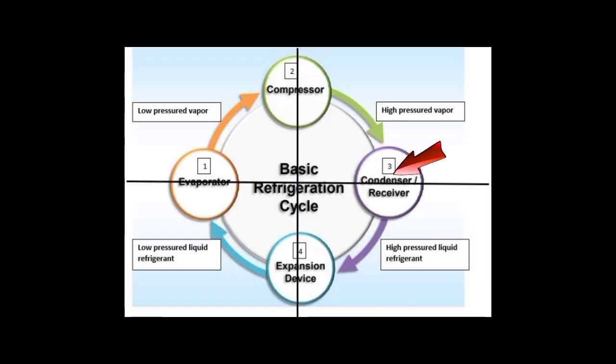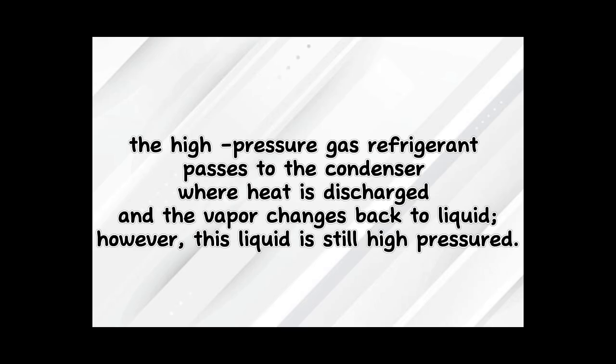At point 3, the higher pressure gas refrigerant passes to the condenser where the heat is discharged and the vapor changes back to liquid. However, this liquid is still high pressure.